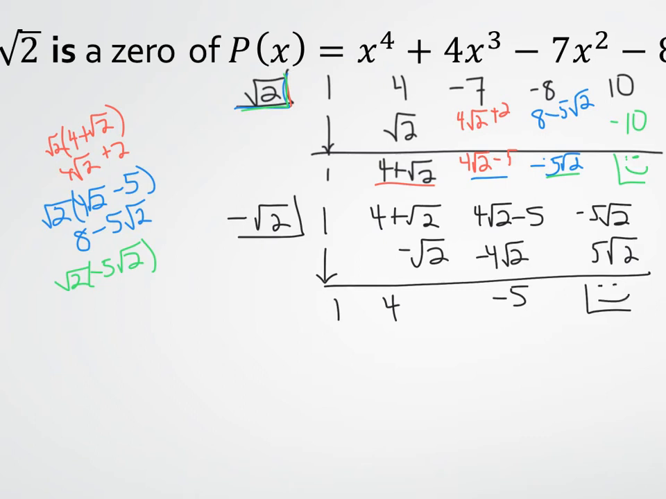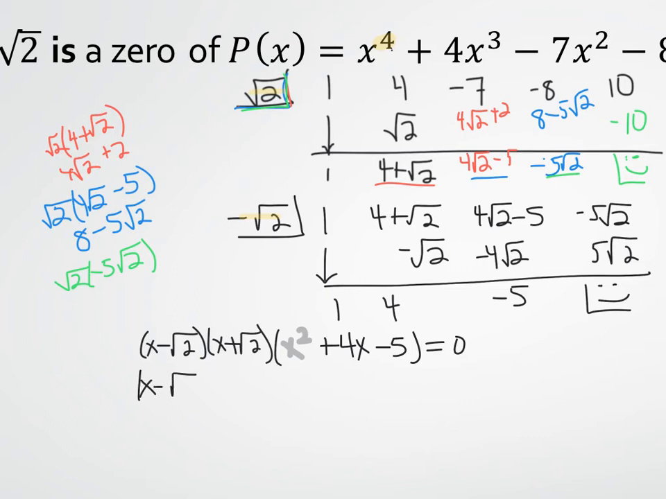Wow, look at that. So our factored form, we know we had x minus square root 2 from the first one. We'll have x plus square root 2 from the one we just found. And then I took an x to the 4th and divided it once and twice, that means my new degree is x to the 2nd plus 4x minus 5. Now, do we have factors of negative 5 that add to give us 4? Yes. Okay, so we're going to copy down our polynomial.